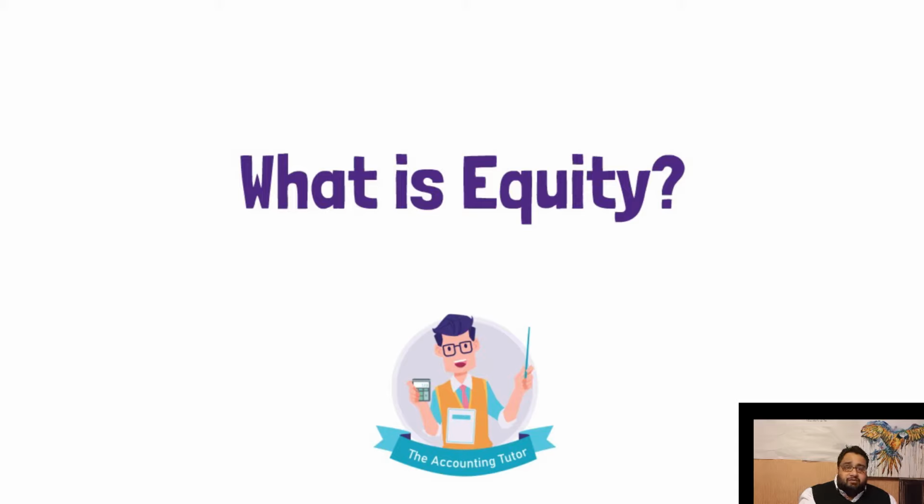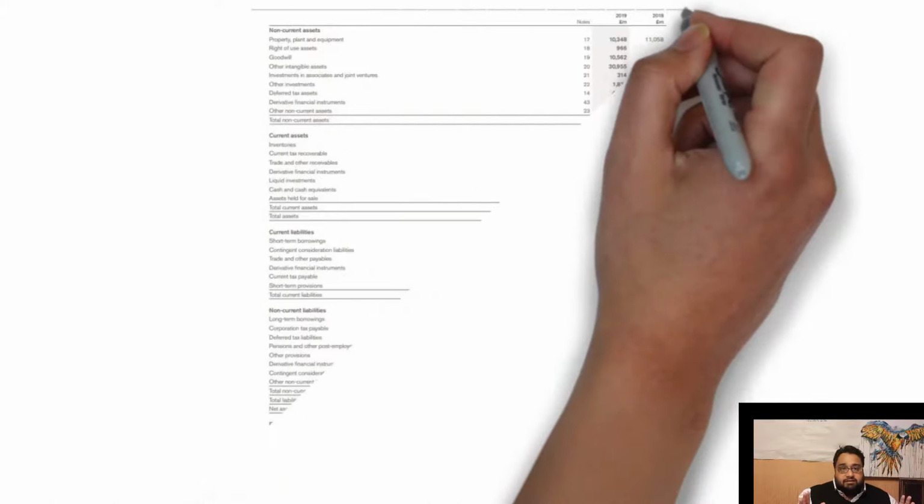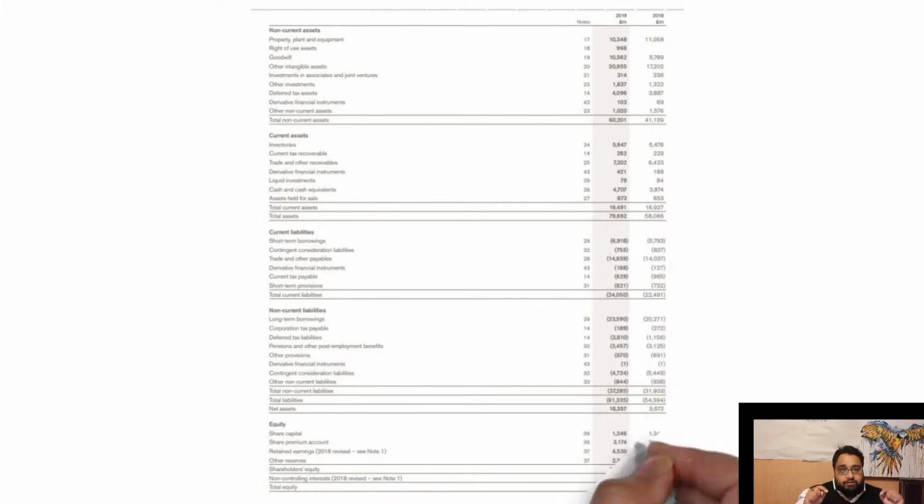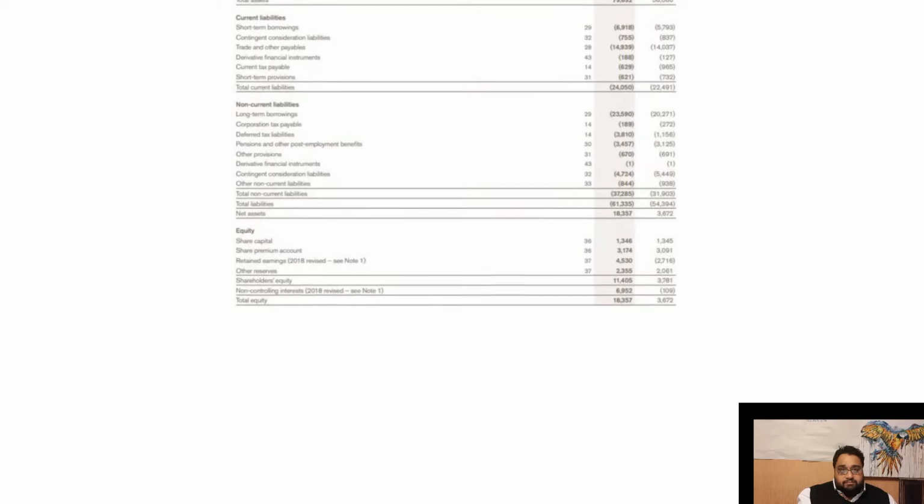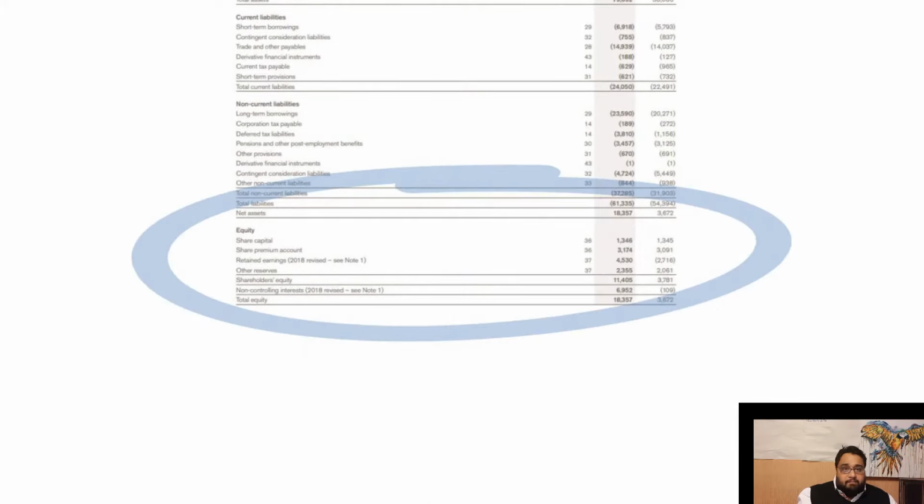So today's video is going to be on what is equity. We've covered off assets and we've covered off liabilities in two separate videos already. And the last bit of the accounting equation now is equity. If we look at a set of financial statements, equity is usually at the bottom of those financial statements. It's made up primarily by share capital, share premium, retained earnings, and other reserves. And we'll go into all of those areas normally that we see in a company.